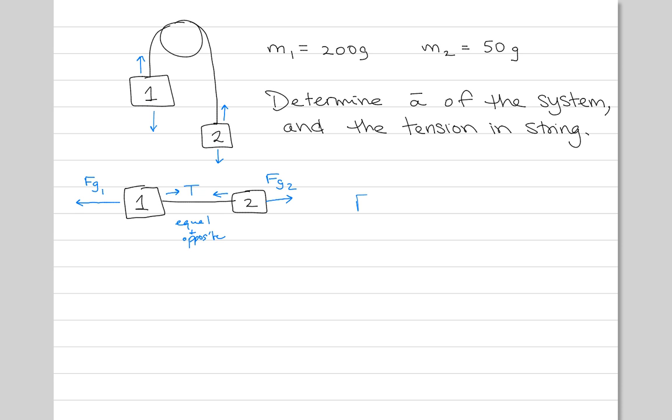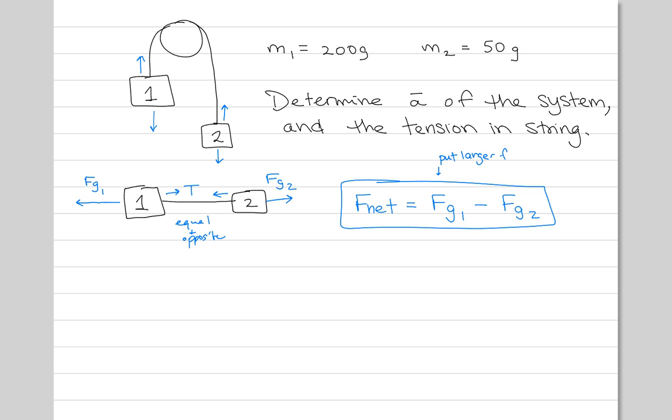So your F net will be FG1 minus FG2. And I always just start with the bigger one. So for your F net formula, this is the most important step aside from the free body diagram. Put the larger force first.